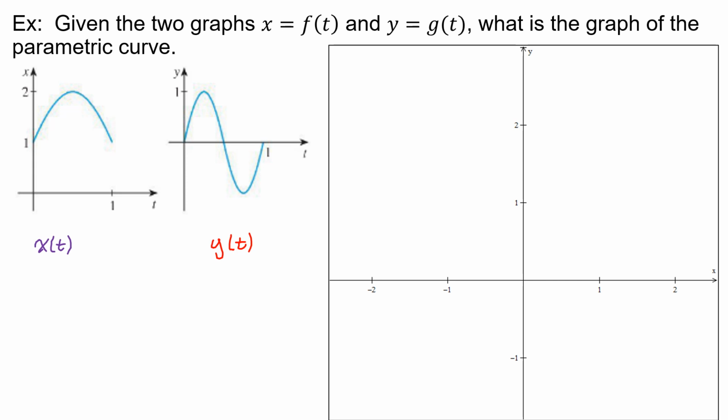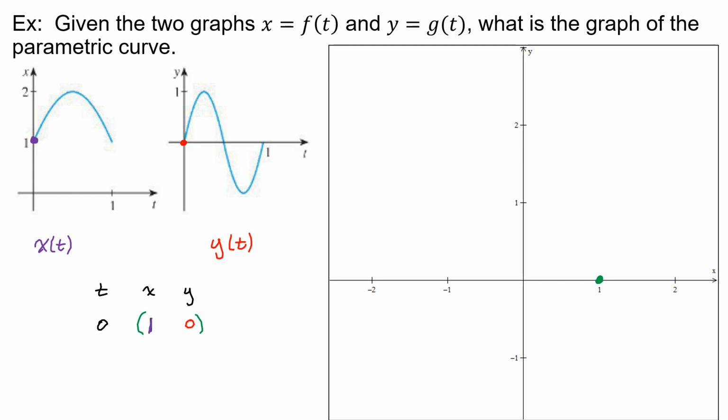Starting off, you could pull off a few points right here. This point right here is at the point when x is 1. When t is 0, x is 1. And you can make a little table like what we were just doing. When t is 0, x is 1. At that same point, when t is 0, y is 0. So I have a point of 1, 0, starting right there. There's my point, 1, 0.